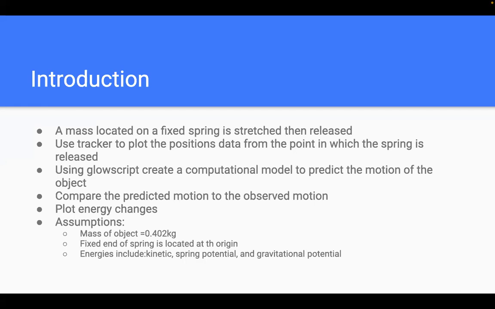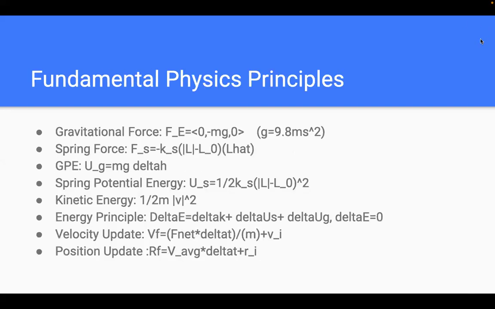We plot the energy changes, and we have some assumptions for this lab: that the mass of the object is equal to 0.402 kilograms, that the fixed end of the spring is located at the origin, and the only energies included are kinetic, spring potential, and gravitational potential energy.